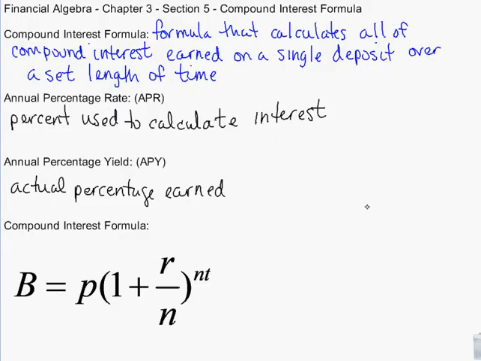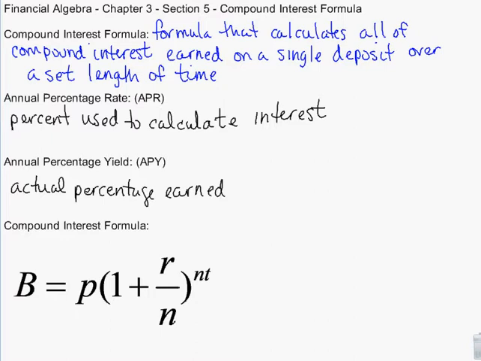Okay, so the compound interest formula, which is at the bottom here, is the formula that calculates all of your compound interest on a single deposit over some length of time. So that example we were doing just a minute ago where we did the quarterly and we had to do 4 different calculations to figure out a year's worth of interest. With this formula, we do 1 calculation to figure out a year's worth of interest.